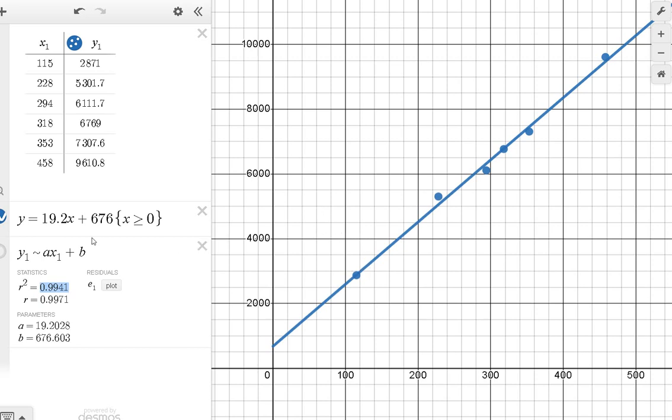In any case, what you can do after that is interpret this. If x is the number of days I've owned the car and y is the number of miles on the car, then each extra day I'm adding 19.2 miles to my car. That's really what I'm looking for, for you to give a voice to the numbers that this regression is telling you.